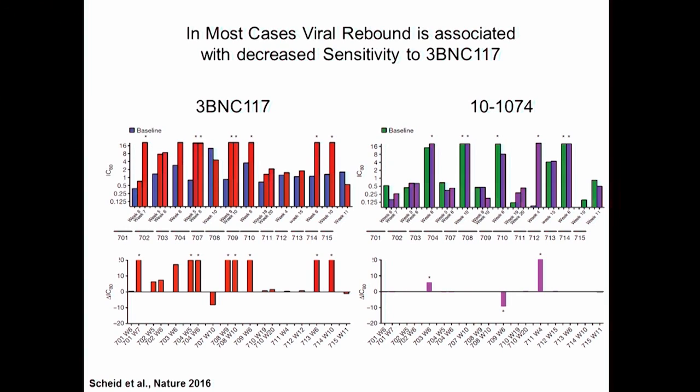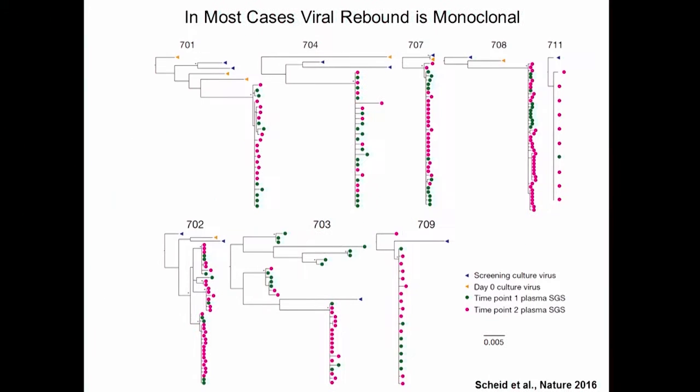to 3BNC117. And on the other hand, we also checked all of those samples against a different antibody, 10-1074, and found that only in one case was there a change in sensitivity to that antibody. We also did single genome analysis of the plasma rebound samples, which was actually quite surprising.